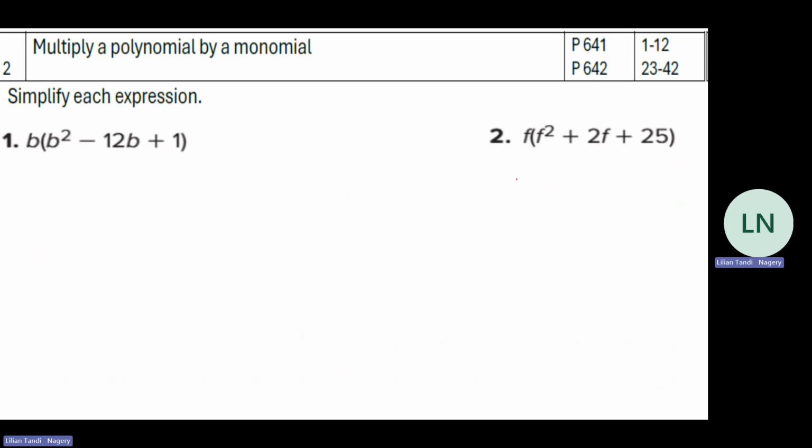Okay, this question says we need to simplify. And how are we going to simplify? By multiplying. How do I know I am multiplying? Because there's no sign over here. Okay, so I will use the distributive property to multiply.